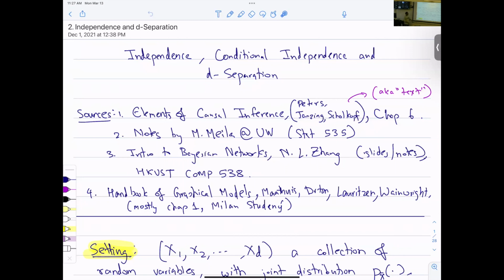What I'm talking about has been taken from a bunch of sources. The two texts, of course, Elements of Causal Inference and Pearl's book. But beyond that, there are a bunch of other really nice notes which I use: at UW, Stat 535, Intro to Bayesian Networks; a course at HKUST by Yan Zhang; and also this very nice book called Handbook of Graphical Models, mostly chapter 1, since it's a book with a bunch of chapters. All these are the references. I put more detailed references so that you can go back to the original sources for the details.